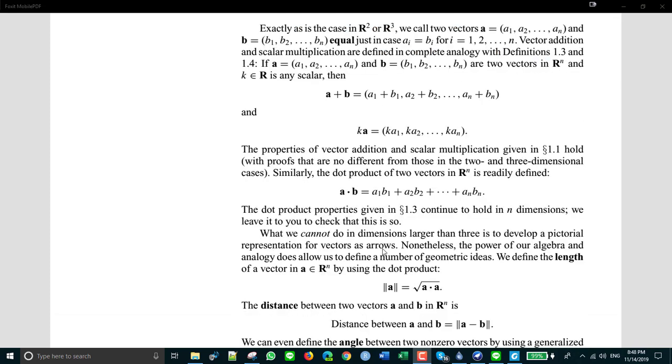They say we can't make a picture in more than 3 dimensions, but nonetheless, we can use analogies to define the length of a vector in Rn. Just like before, when A was in R2 or R3, we said the length, or norm, was this. We can continue with that because we do have A dot A even in Rn. And we can also define the distance between two vectors, which before, between A and B, was the norm of the difference between them. We can still do that same thing because the norm is defined in Rn like this.